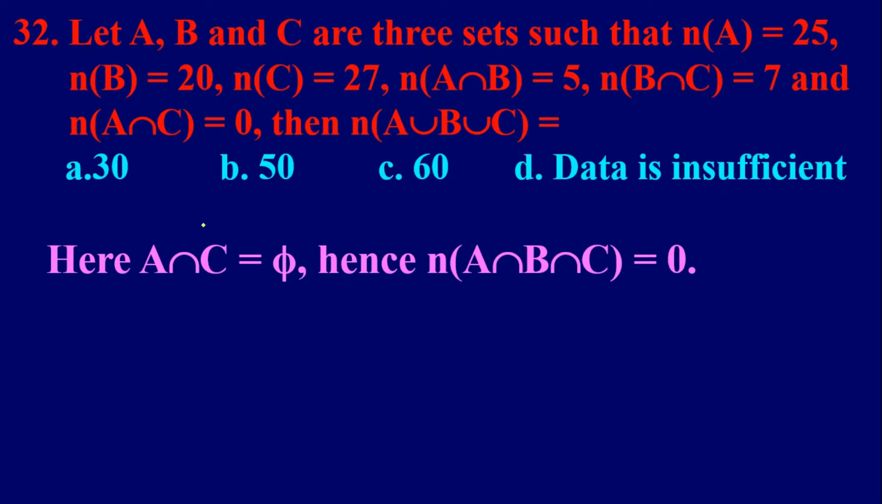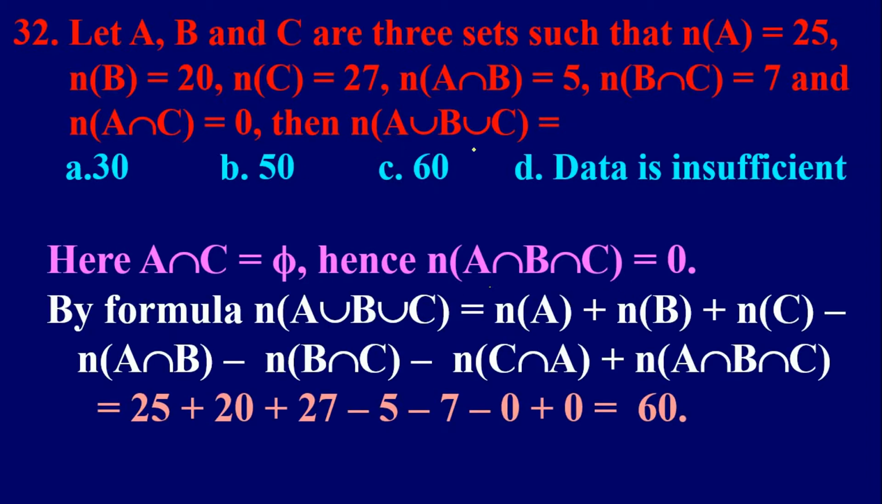Since n of A intersection C is 0, there is no common element in A and C. A intersection C is the empty set. Therefore, A intersection B intersection C is also the empty set. Therefore, the number of elements in A intersection B intersection C is 0. Therefore, using this data, we can calculate n of A union B union C.